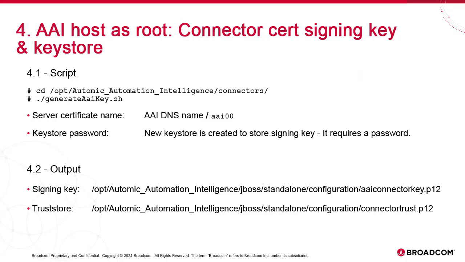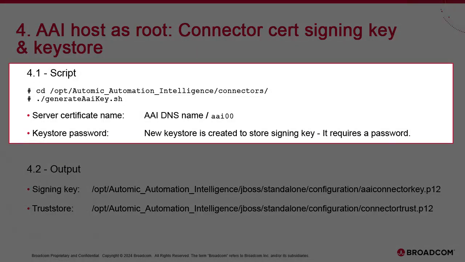We can start deploying TLS for the connector. We want the connector framework to connect to the AAI server over TLS. We therefore need to be able to generate certificates on the AAI server and then import those certificates on each of the connector hosts. We work on the AAI host as root. We have to generate a key using generate-AAI-key.sh, which can be found in the connector subdirectory. We'll use it to sign the certificate that we'll install in the connector host.